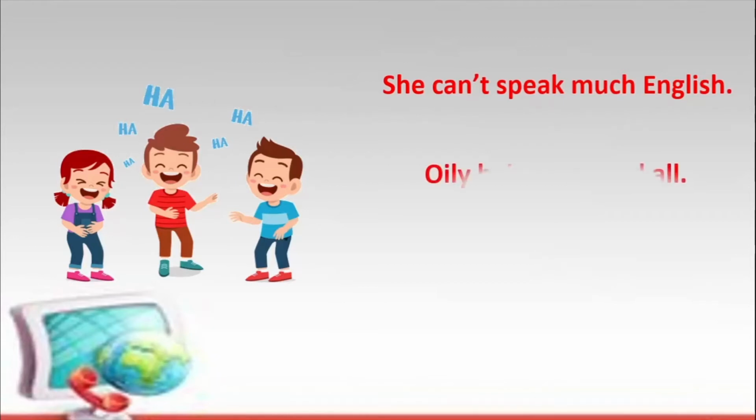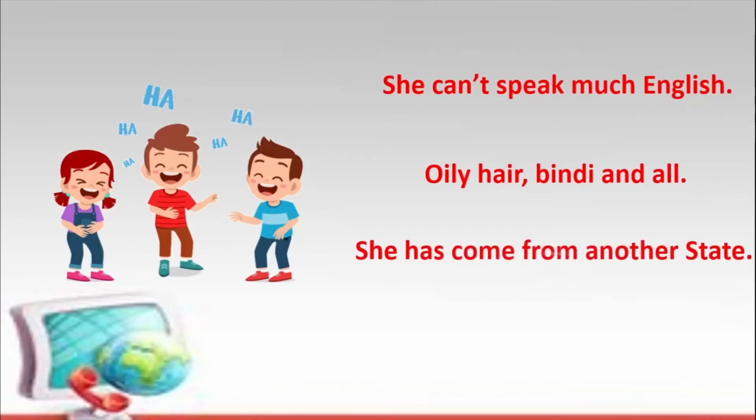And also, she had very oily hair and she used to put a bindi and all. That means she was not very fashionable. So that was one more reason that these children laughed at her, and finally they felt that she had come from another state and that is the reason she used to speak in a particular manner. So these were all the reasons that made all these children in her school laugh at our friend Malti.